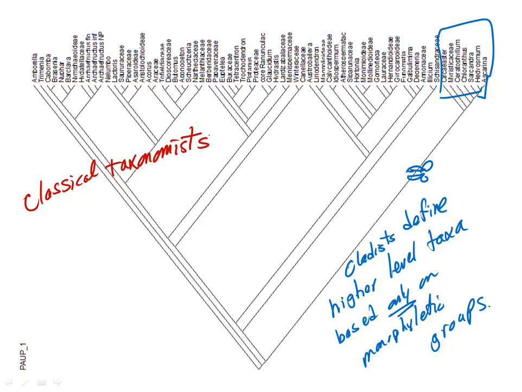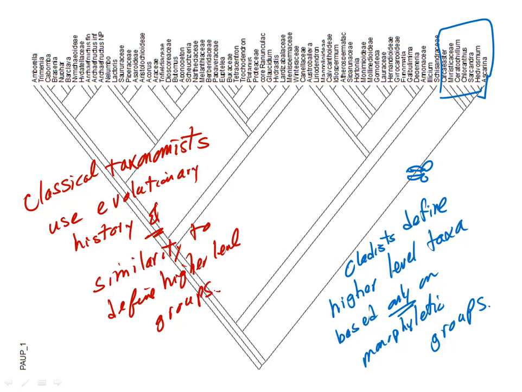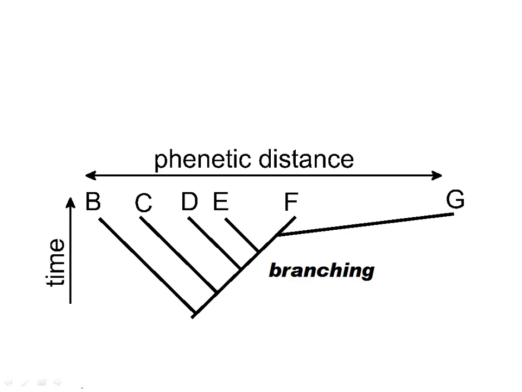Classical taxonomists define higher level taxa in a slightly different way. They use evolutionary history. So a phylogenetic tree like this would be one way of representing evolutionary history and similarity, to define the higher level groups. Now that's a little hard to show on this diagram, so we'll go on to the next slide and look at that. So this is about how taxa are delimited.